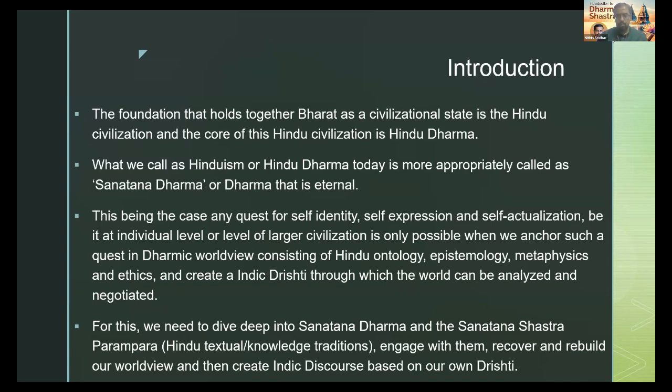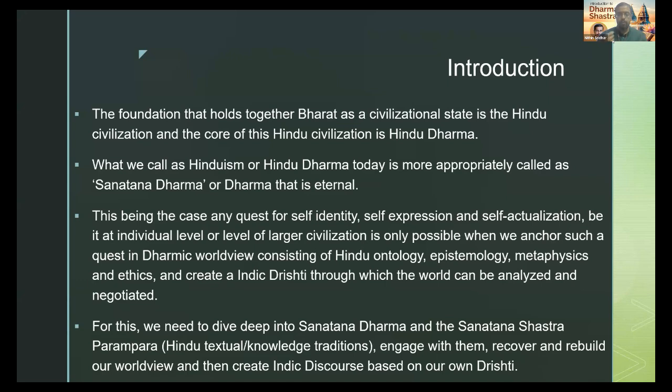And this quest, to take it in a meaningful way, is only possible when we anchor it in the dharmic worldview consisting of Hindu ontology, epistemology, metaphysics and ethics, etc. And through that create an Indic drishti through which we can analyze and negotiate with the world outside. Currently, that is not happening. Currently, we have inherited colonial institutions and we are copy pasting from Western and other places, all the ethos, everything we have inherited and internalized. While this is one way to move forward, it will not be our unique way.